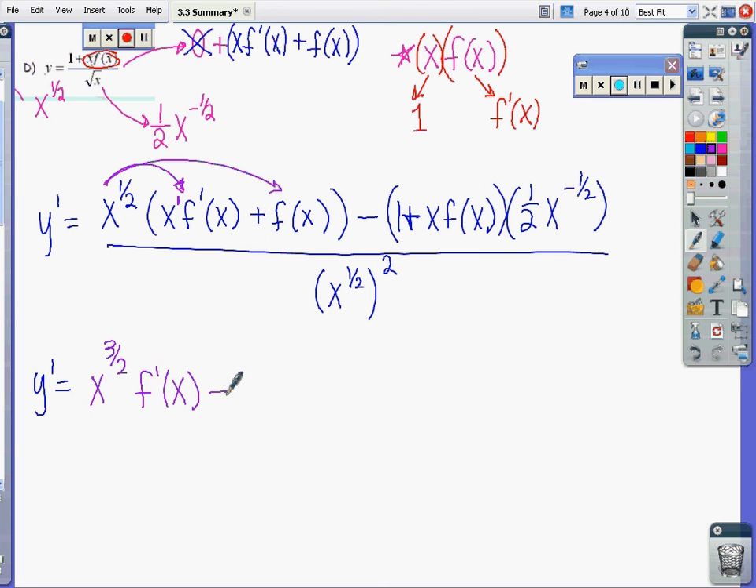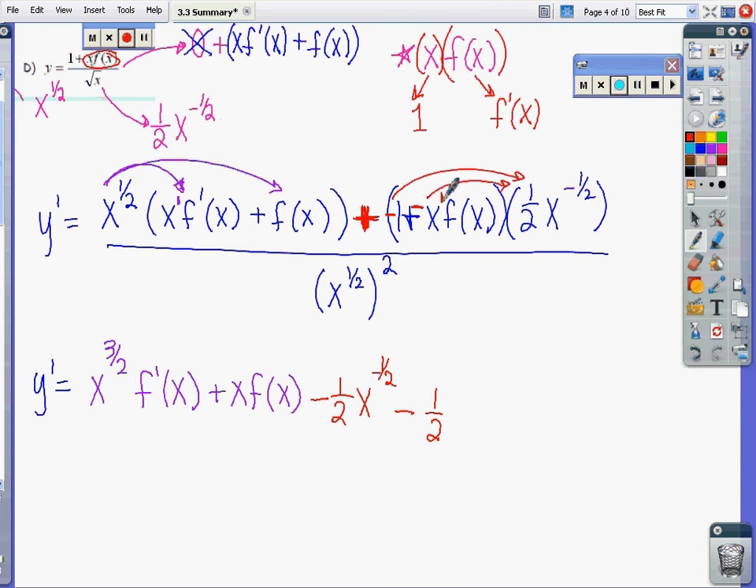And this minus sign, we can take care of by distributing into the first set of parentheses. So I'm going to make that a negative 1, and I'm going to make that a negative x f of x. That way, you guys don't forget about that minus. So I have negative 1 times 1 half x to the negative 1 half, and negative x times that, so we get minus 1 half x to the 1, x to the negative 1 half, so that's x to the positive 1 half, f of x.